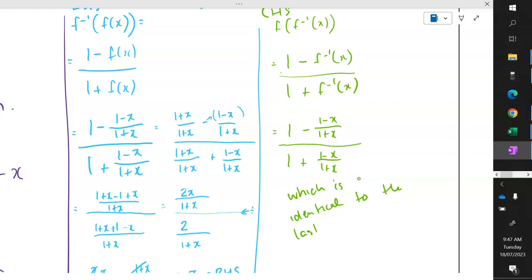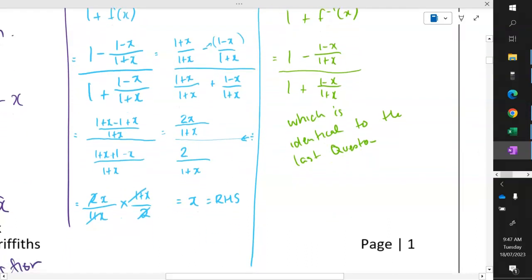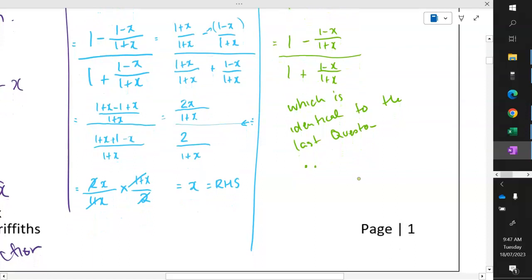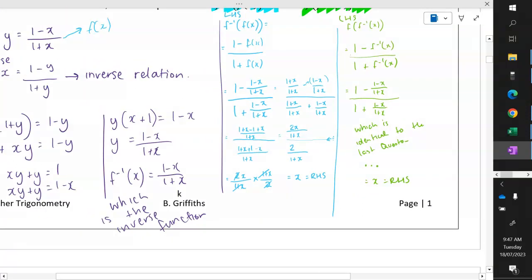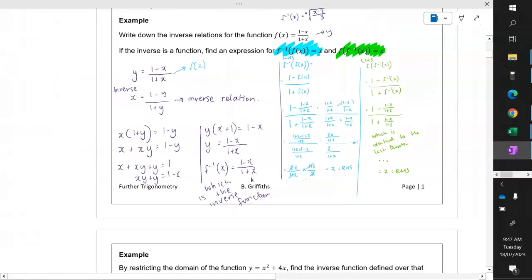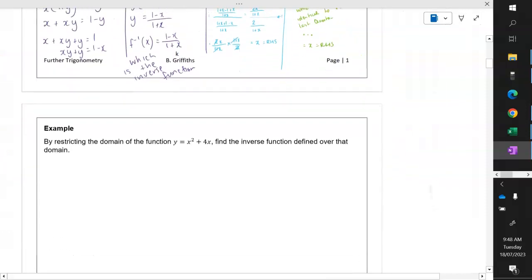To the last question. So I'm not going to work this one out, but you can go and practice it, okay? Therefore, it equals x, which equals the right-hand side. Okay. So none of that is new, okay? Let's have a look at the next part.